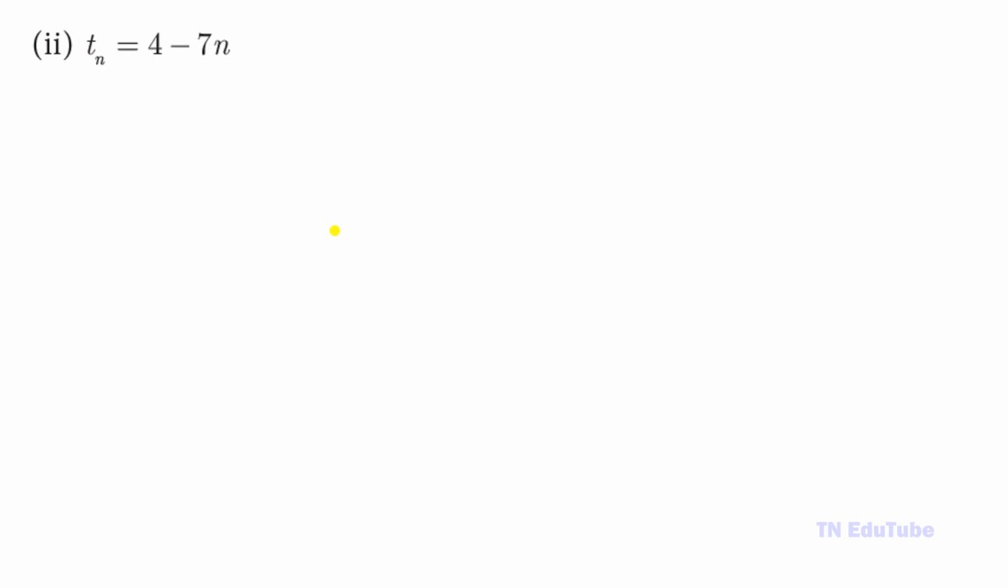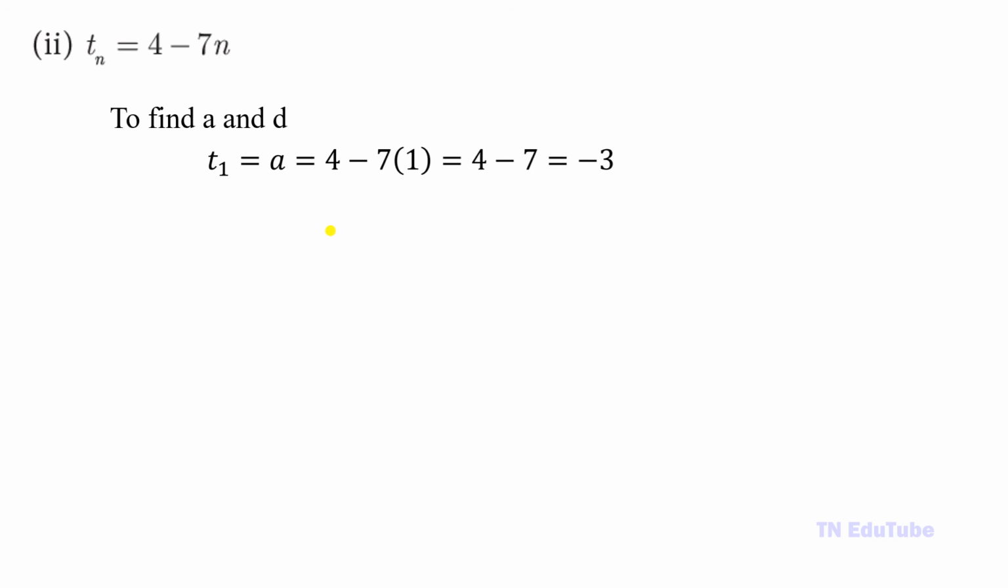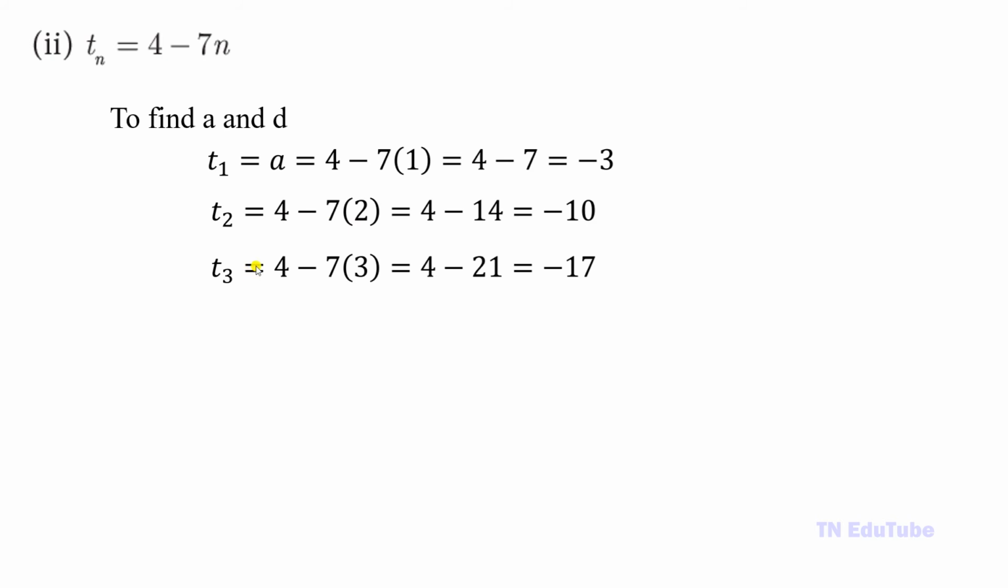Roman letter 2, Tn is equal to 4 minus 7 into n. Here you have to find out the first term and common difference. T1 is equal to, that is the first term, 4 minus 7 into 1. So you get 4 minus 7, you get minus 3. T2 is equal to 4 minus 7 into 2. 7 twos are 14. So 4 minus 14, you get minus 10. T3 is equal to 4 minus 7 into 3. 7 threes are 21. So 4 minus 21, you get minus 17.